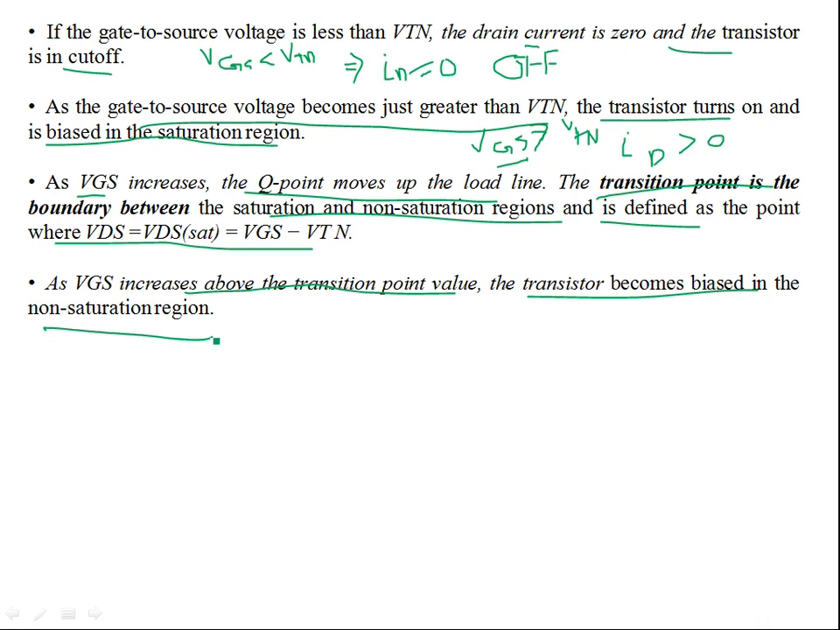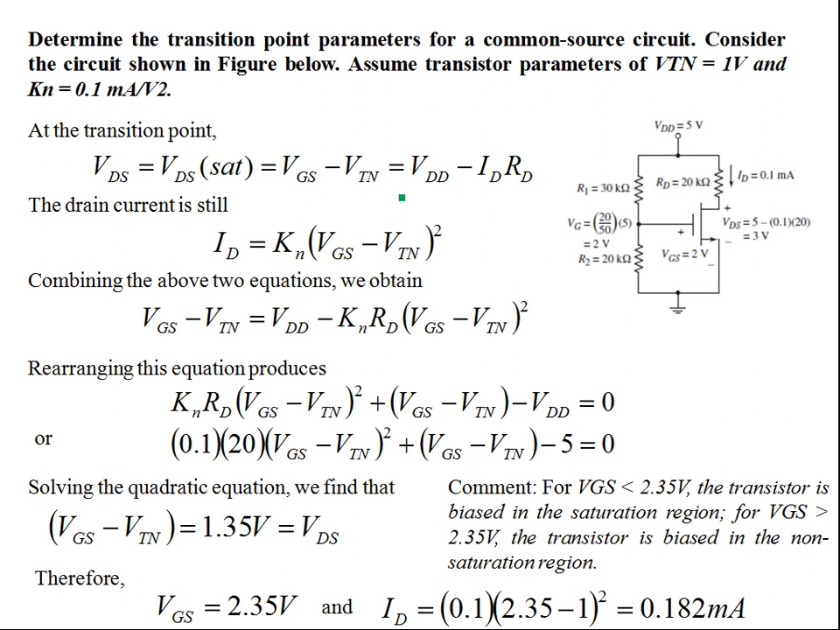So the analysis of this example shows what happens. It says: determine the transition point parameters for the given common source circuit. It's again an NMOS common source. Consider the circuit shown in the figure below, which we have already discussed before in example 3.3 as well. You take the same transistor with VTN equal to 1 volt and KN as 0.1 milliamps per volt squared. Now at the transition point, VDS sat is given by VGS minus VTN.